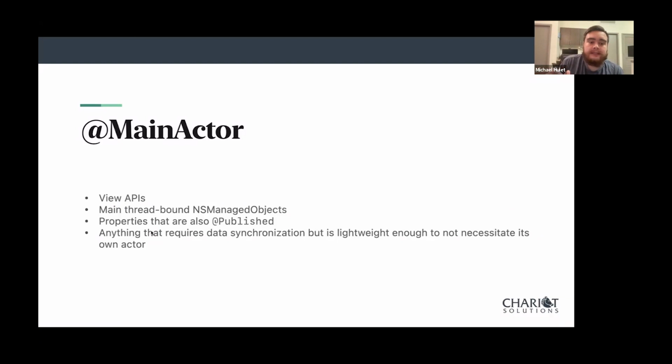Also, another gotcha on this. Generally, if you have a published property on an observable object, you should either mark the entire observable object itself as @MainActor or at least that published property, because it is still a violation of the SwiftUI main thread only view API contract to update a published property from a background thread. You'll get a little warning.